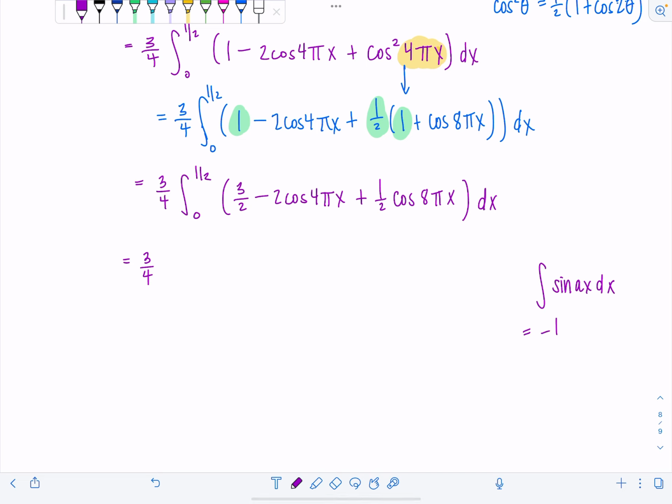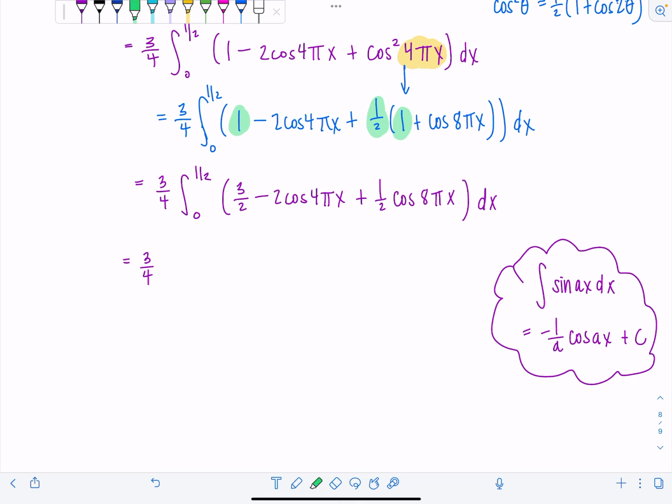Okay, so this would be negative 1 over a cosine ax plus c. And same thing for cosine. So when you just have a constant, I always tell my students, don't waste time doing a u sub. It's pretty silly. You're just going to divide by it. Okay, here we go.